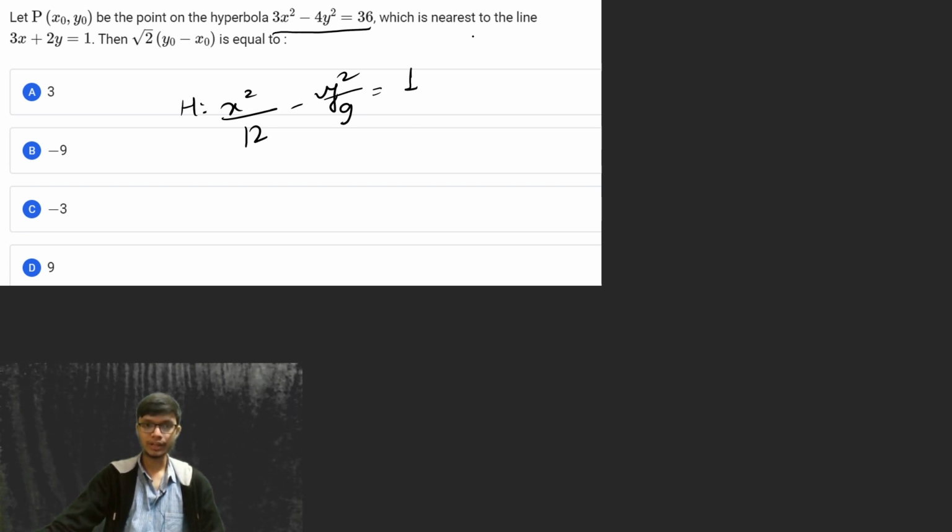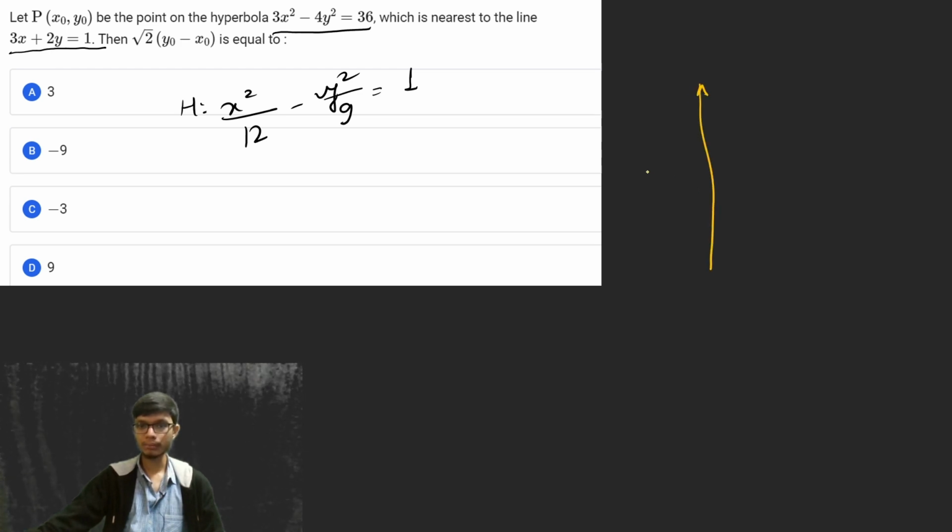Now it says P is a point on the hyperbola which is nearest to the line 3x plus 2y is equal to 1. If I draw the situation, this is a very important type of problem. This type of problem actually gets repeated.